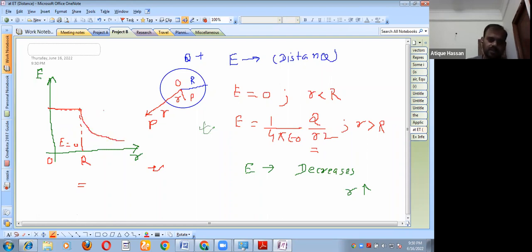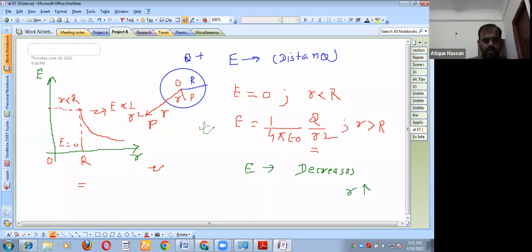If you see, the electric field E is proportional to 1 by R for an external point. This region is for internal, R less than capital R. So there should not be a solid graph here. It should be a dotted line, because the electric field is 0 in this region.